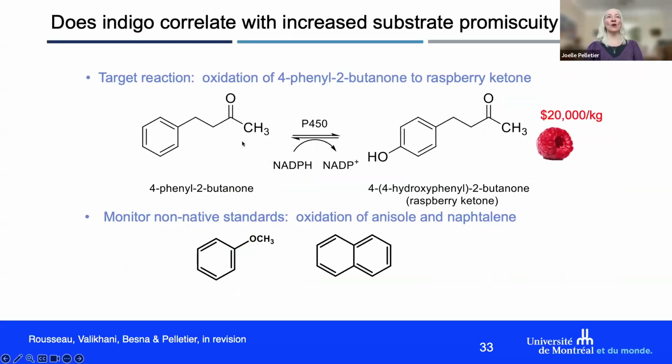So again, here's our target reaction, this raspberry ketone synthesis. Our question now is, does the indigo formation by this much greater variety of P450 BM3 variants correlate with increased substrate promiscuity? So will we be able to identify more of these raspberry ketone producers? And we are monitoring using non-native standards also. We're looking for the oxidation of anisole and the oxidation of naphthalene.